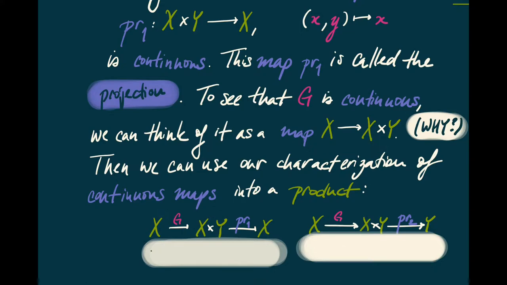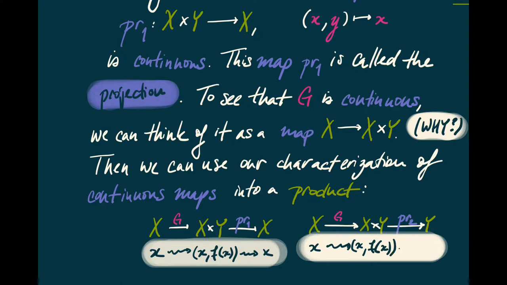Well, what does this composition do here? It starts off with an element x of X, and g carries little x to (x, f of x). That's nice. And then the first projection just projects off that first factor. So this composite map here, this long map from X to itself, turns out to just be the identity map. Okay, and what about g composed with the projection onto the second factor? If I start off with a point little x in X, g is telling me to go to, well, (x, f of x) again.